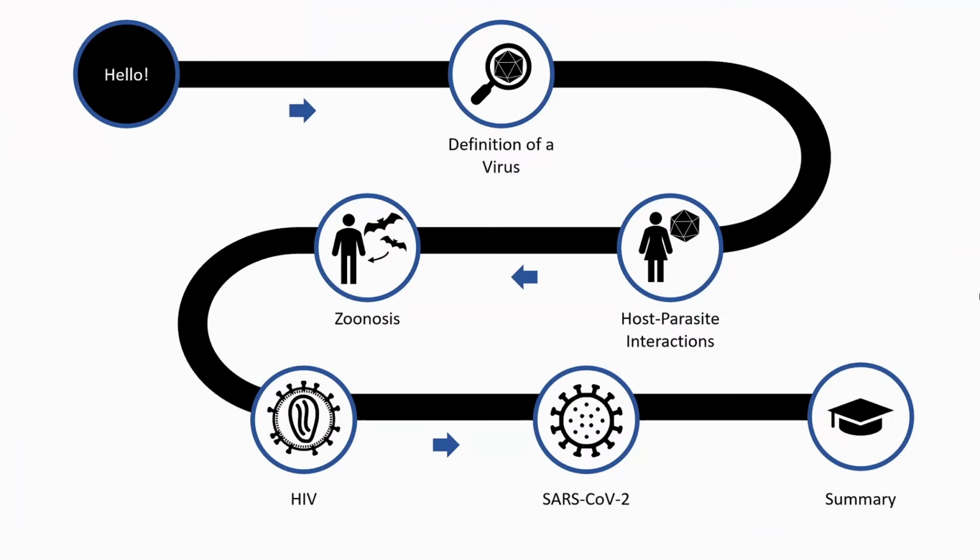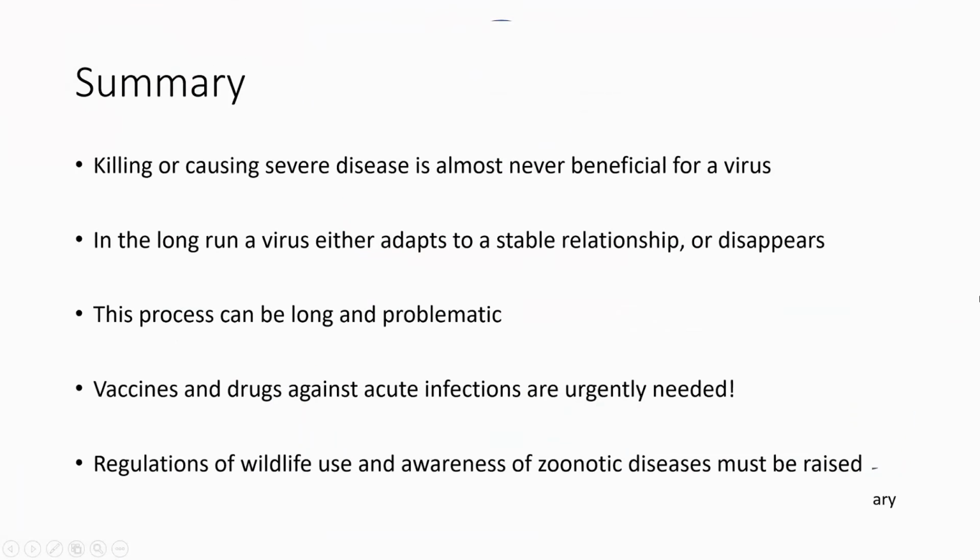And with this, I would already like to wrap up. Point out again that it is never beneficial for a virus to kill or cause severe disease in its host. For this reason, in the long run, it will always either adapt into a stable relationship with the host, or it will disappear from the population. However, this evolutionary process can take a very long time, hundreds if not thousands of years, and we simply do not have time to wait for this to happen, which is why the scientific community is working really hard to develop vaccines and drugs that can be used against acute infections.